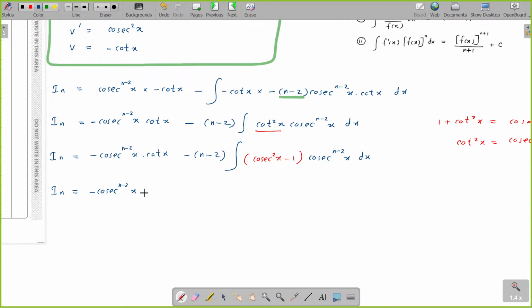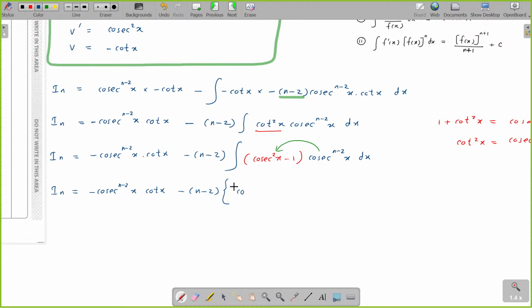What is the next step? Minus cosec^(n-2)x multiply cot x. Yeah, we have to multiply this, right? Yes, so how does the multiplication work? Let me use a large bracket over here. Be careful. Cosec^(n-2)x into cosec square is going to give you cosec^n x. Cosec square, the powers add up and minus 2 plus 2 cancel.